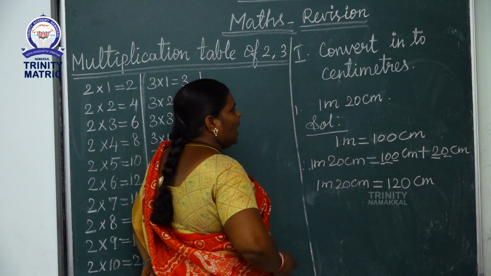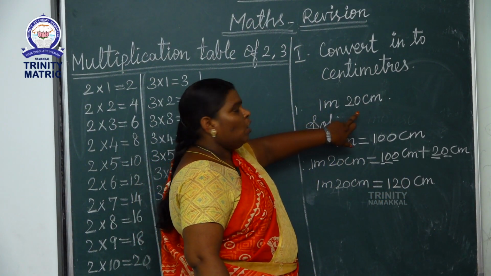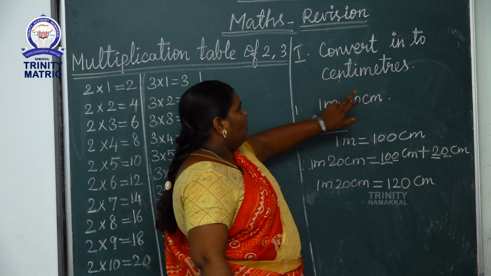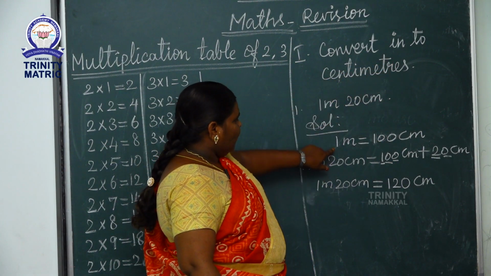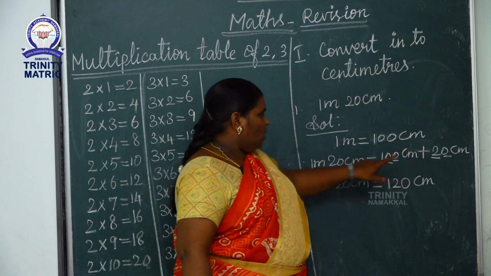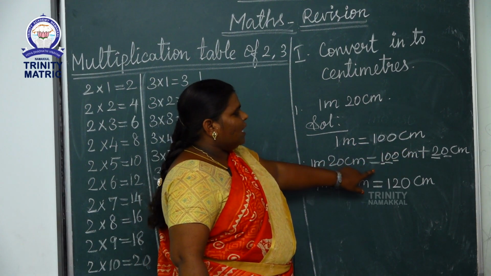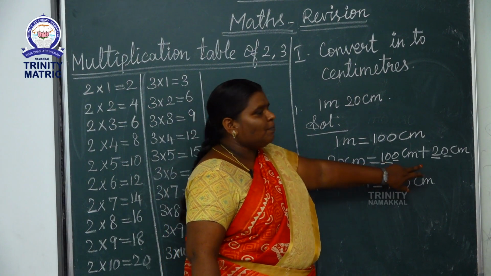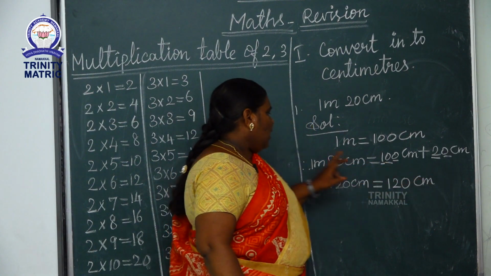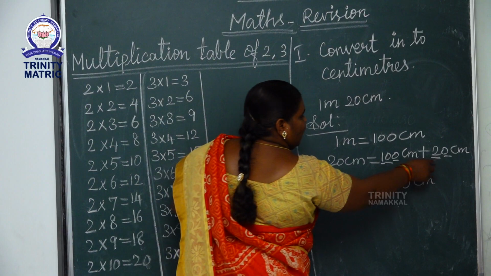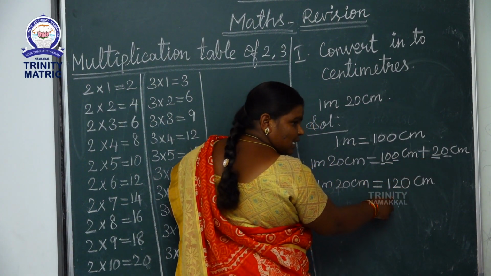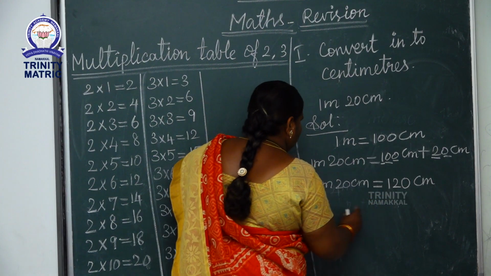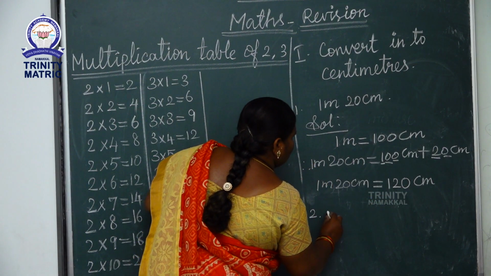I say again, children, the given sum is 1 meter 20 centimeter. We convert it into centimeters. 1 meter is equal to 100 centimeter. 1 meter 20 centimeter is equal to 100 centimeter plus 20 centimeter. You add: 120 centimeter is the answer. We see the next sum.